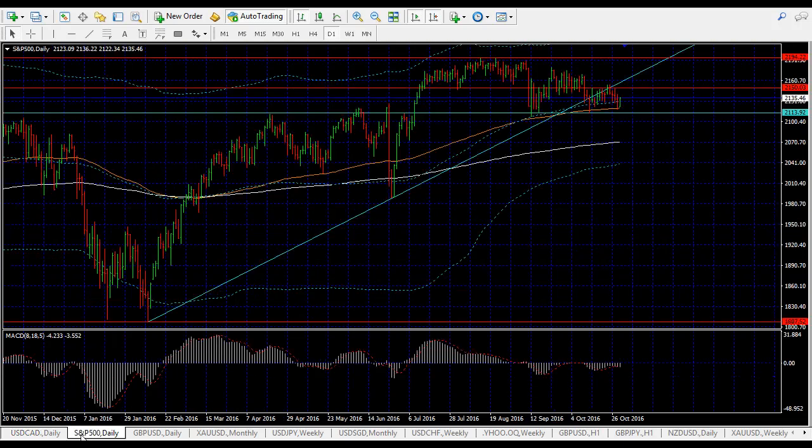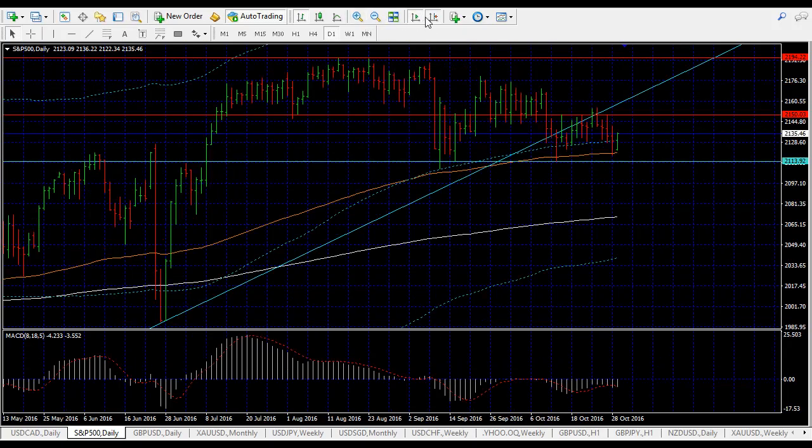Okay, so next pair, S&P 500. Alright, this is the pair that we have been talking about, and this is the pair that we have been watching very closely. So let me zoom in. We have already covered this crucial area for the S&P.